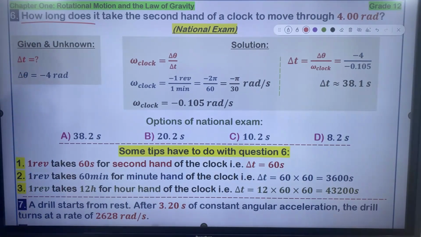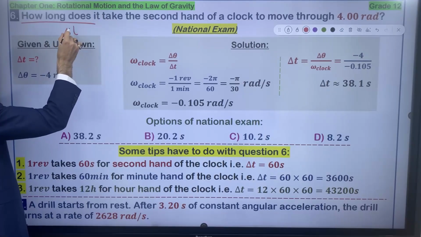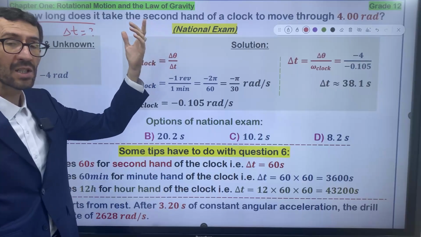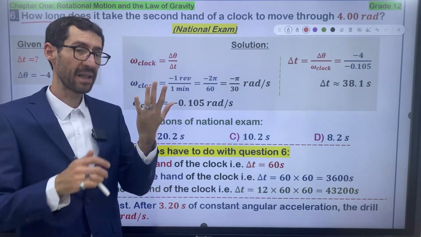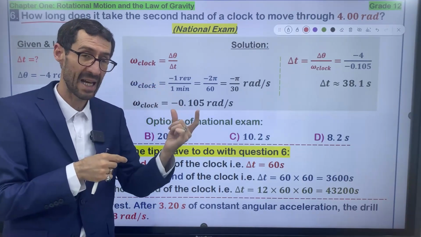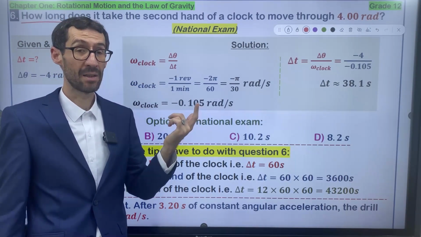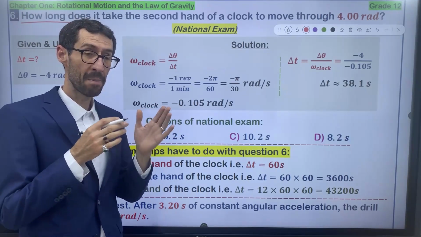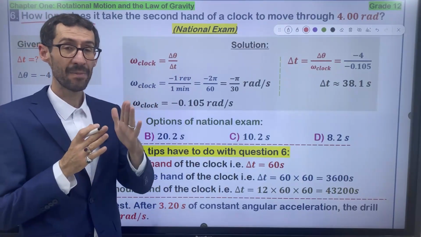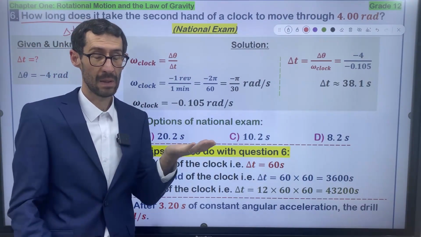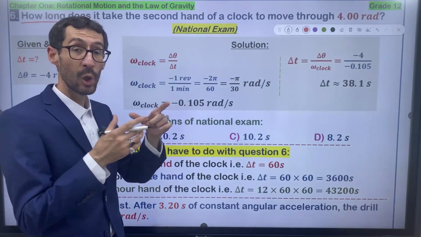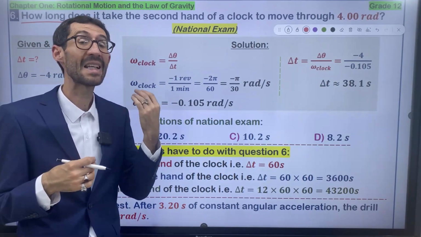How long means it talks about delta t, right? Time interval. How long does it take the second hand? Actually, any clock has three hands or needles. The shortest needle, or shortest hand, is called the hour hand, right? The medium-length hand is called the minute hand, and the longest one is called the second hand.